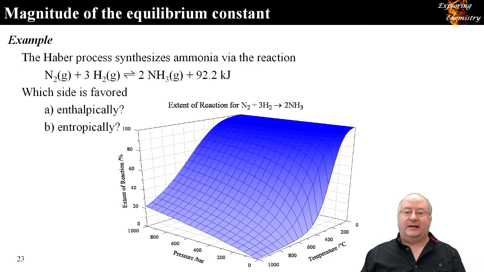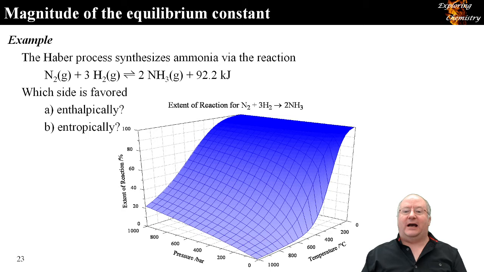That's visualized in this graph right here, which shows the extent of reaction as a function of temperature and pressure. Extent of reaction is like the equilibrium constant in the sense that when the extent of reaction is low, the reactants are favored. When it is high, the products are favored. At low temperatures, at 0 degrees Celsius, we have close to 100% extent of reaction. The products are definitely favored at low temperature. Unfortunately, at low temperature, you don't get the reaction proceeding. The activation energy is too high for this reaction to actually proceed.